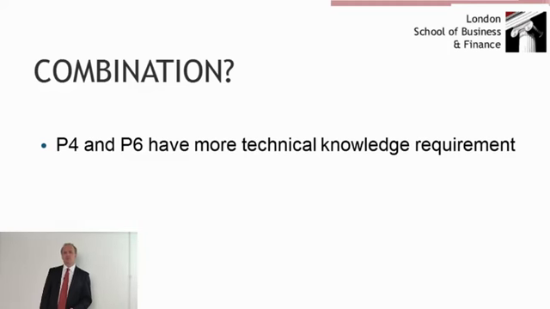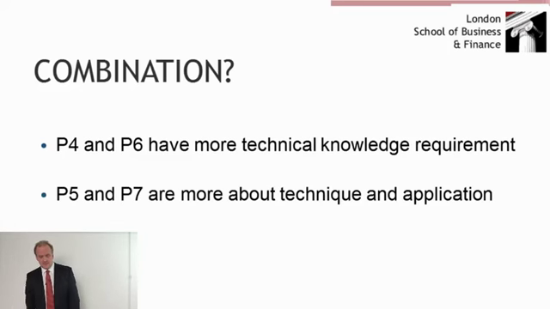So for example, P4 and P6, if you pick up a study manual on those papers, they're rather heavy because those are the 2 that have the highest level of technical content of the 4 options. P5 and P7, on the other hand, there's less of a knowledge requirement. It's more about your ability to apply that knowledge to specific situations. So when I teach P7, most of it is about application. It's about how you do it. It's not so much about you must know this and you must know this and you must practice this 1,000,000 times.